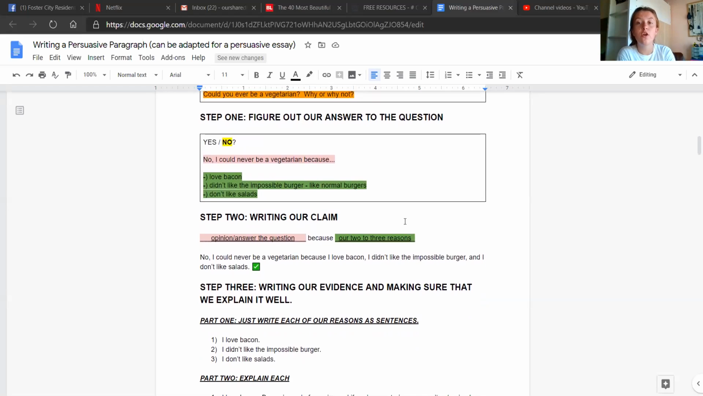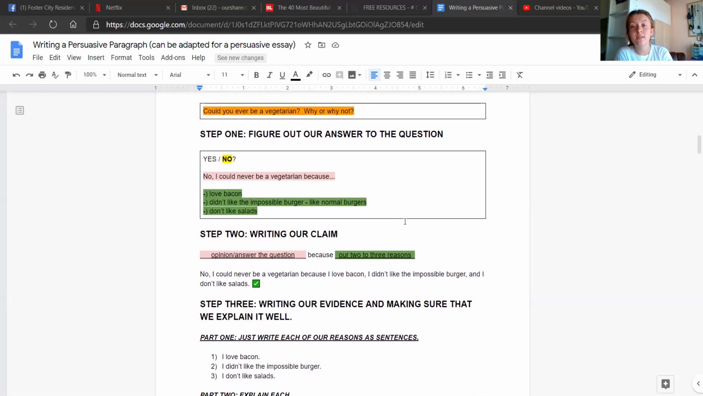So let's start off with, first, we figure out our answer to the question. It's a yes or a no question. Could you ever become vegetarian? This student's answer was no. So then what we do is we answer in the form of a sentence, right? Whenever we want to answer a question, we always want to answer in the form of a sentence for school. That's like a rule that we have to follow. So this student's answer was, no, I could never be a vegetarian. And they already put the word because over here, they saw that that was part of our claim.